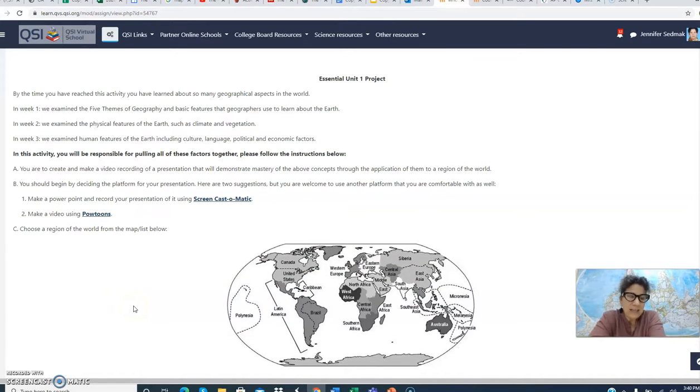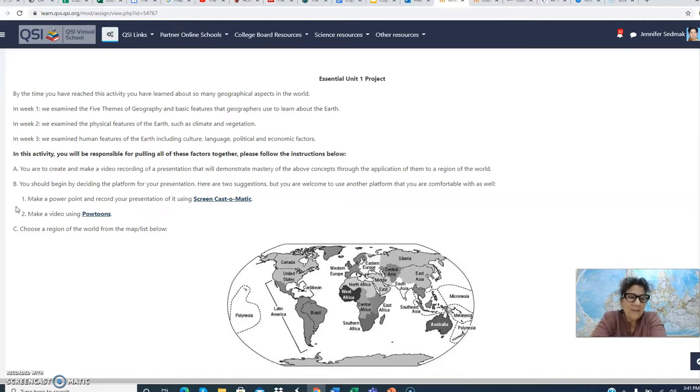Now, your presentation can be in whatever platform you are comfortable using. For example, what I'm doing right now, I have a PowerPoint presentation and I'm using Screencast-O-Matic. There's a link to Screencast-O-Matic right here. It only lets you make 15-minute videos, but your presentation does not need to be longer than 15 minutes. Or if you want to do something more fun, you can create what's called a Powtoon. So these are my 2 suggested platforms that you can use, but you're welcome to use any other. Like if you like Prezi and you want to make a Prezi, then you can use Prezi.